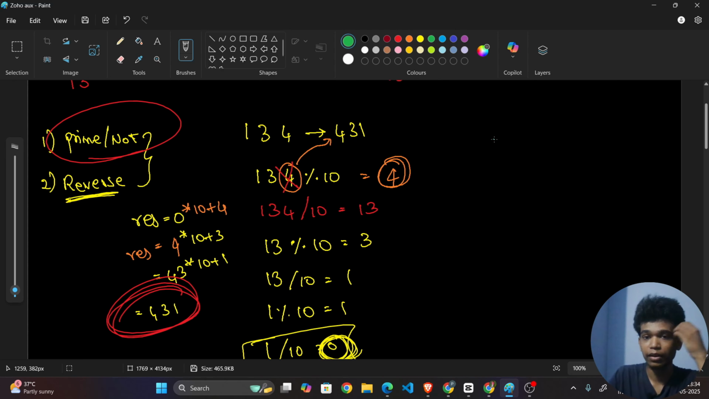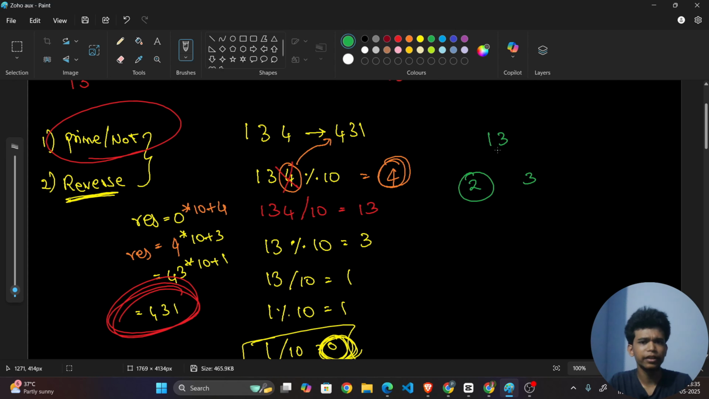For example, here it is 13. For this 13, how many numbers should I check? I should check up to the square root. What is the square root of 13? It will be something like 3 point something. So we want to take 2 and 3. Whether this 2 can divide this 13 completely? No. Whether this 3 can? No. So we don't have any factors for this 13 except 1 and 13. So it will be a prime number.